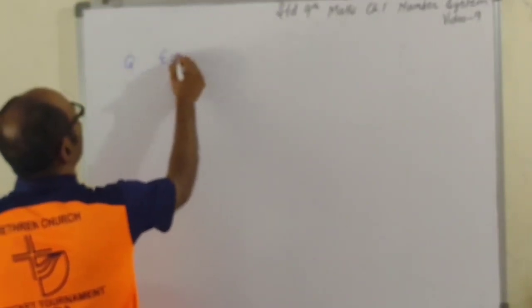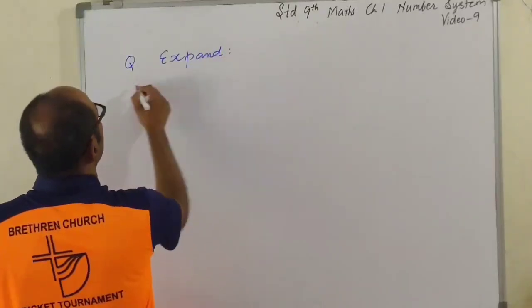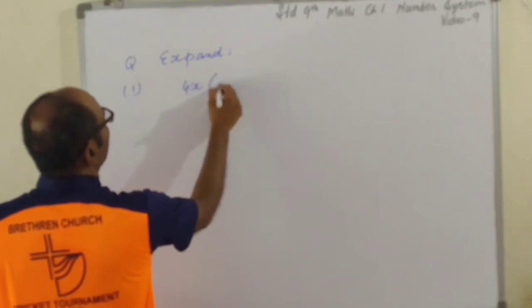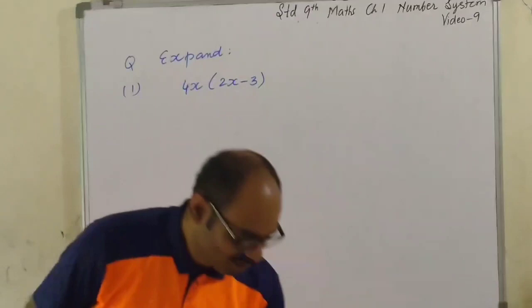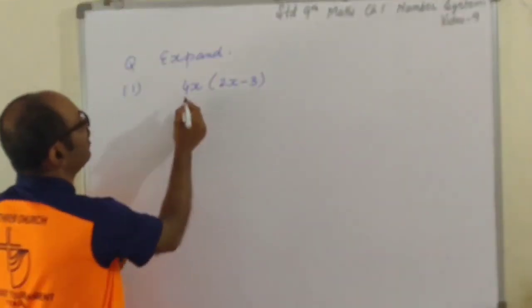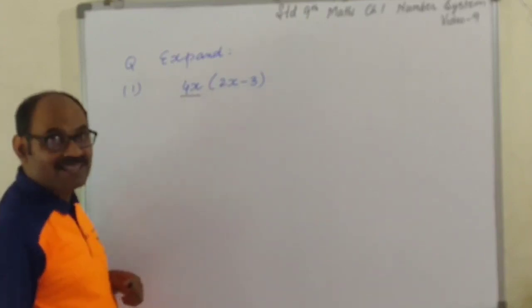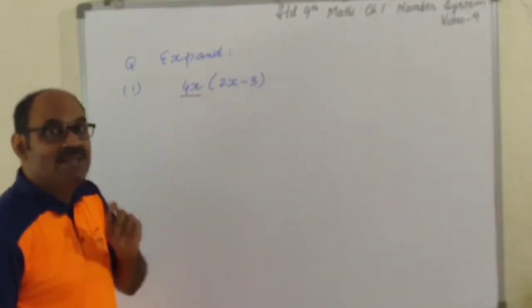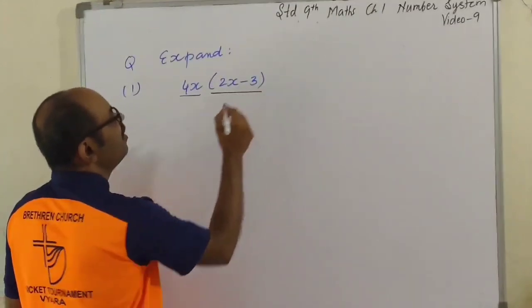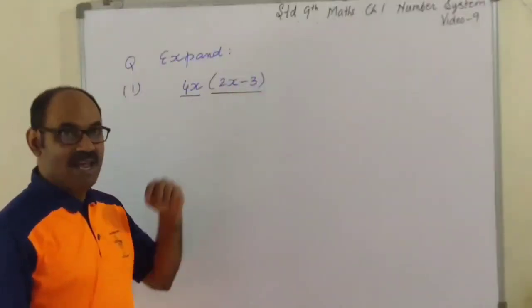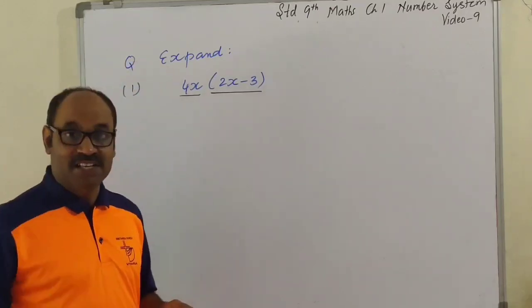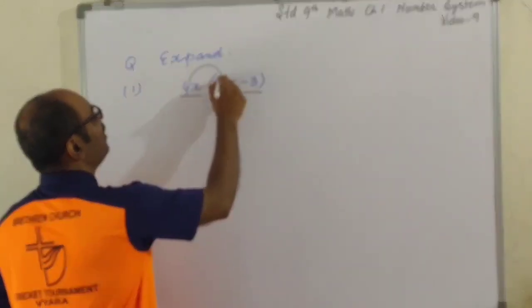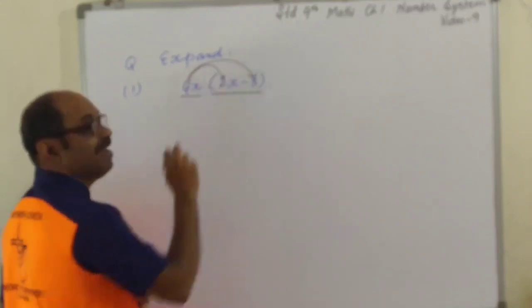Question. Expand. First, 4x into 2x minus 3. बताइए, what form of expansion is this? किसके बीच multiplication है? 4x, which is monomial, polynomial having one term, and binomial, a polynomial having two terms. When it is monomial into binomial, you have to apply distributive law. 4x will be distributed with both the terms of binomial.